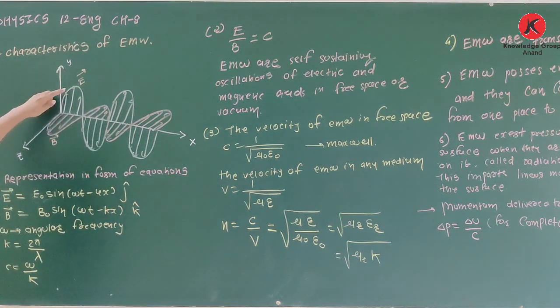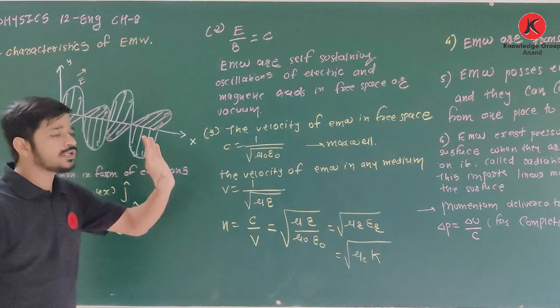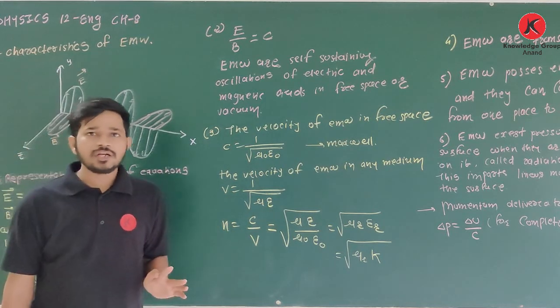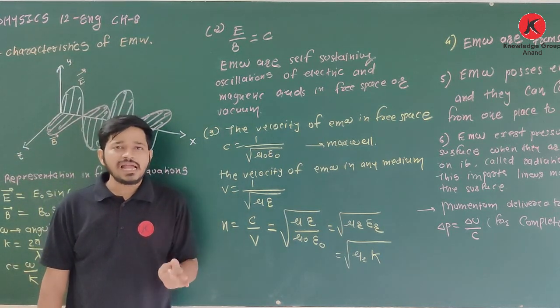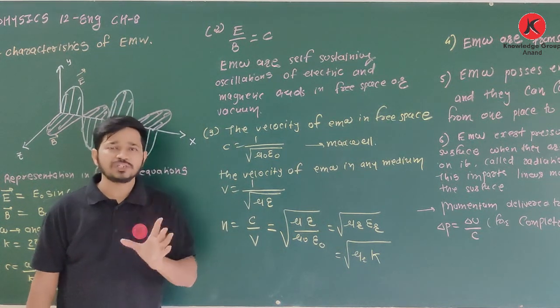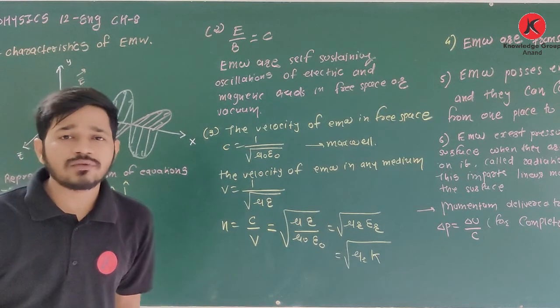Electric field vectors and magnetic field vectors are perpendicular to each other, and they are both also perpendicular to the direction of propagation. So the electric field, magnetic field, and direction of wave propagation are mutually perpendicular to each other, and this is the transverse nature of light. Now, some characteristics you have to remember.